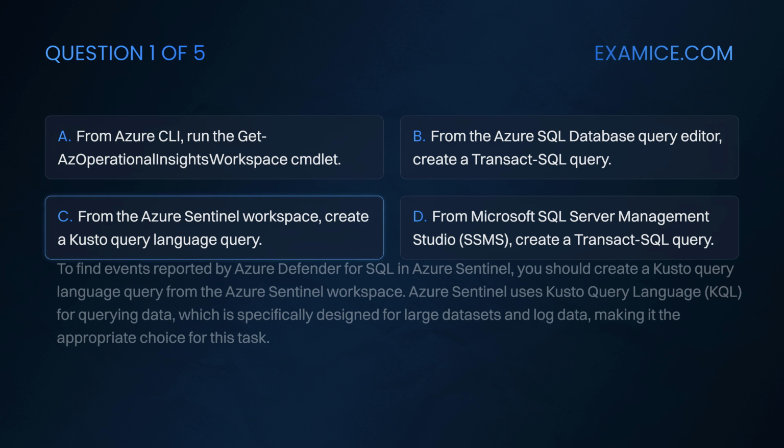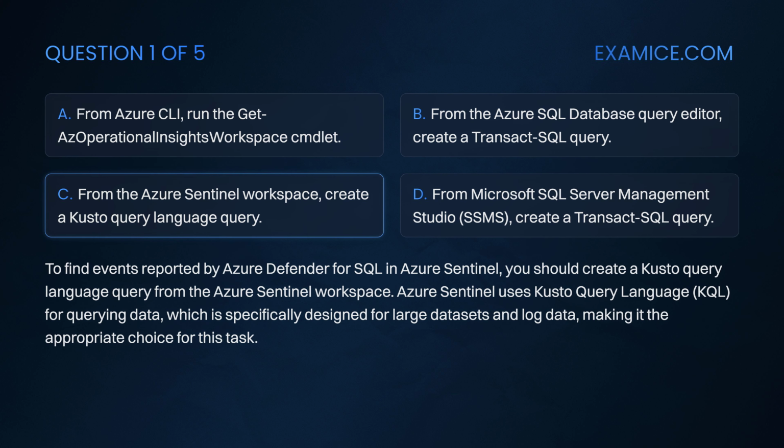To find events reported by Azure Defender for SQL in Azure Sentinel, you should create a Kusto Query Language query from the Azure Sentinel Workspace. Azure Sentinel uses Kusto Query Language for querying data, which is specifically designed for large datasets and log data, making it the appropriate choice for this task.